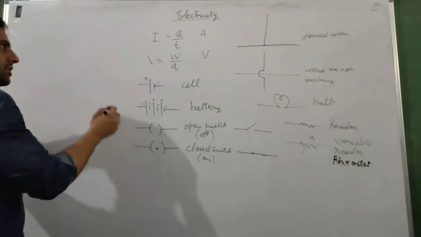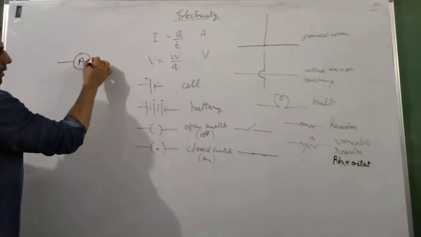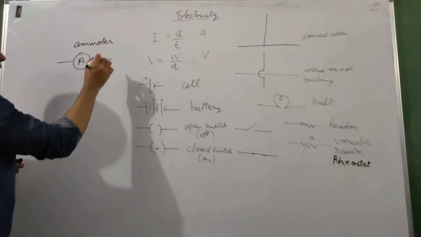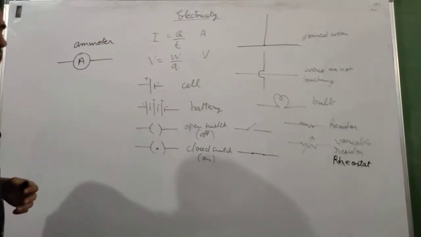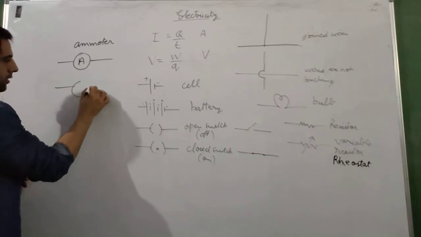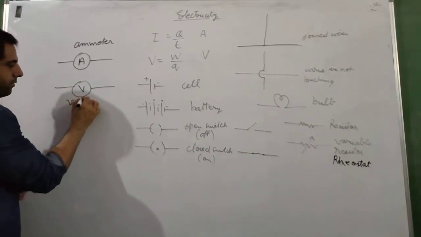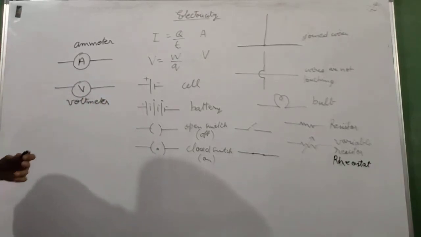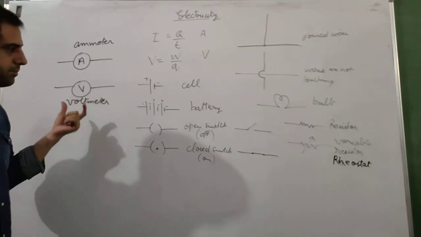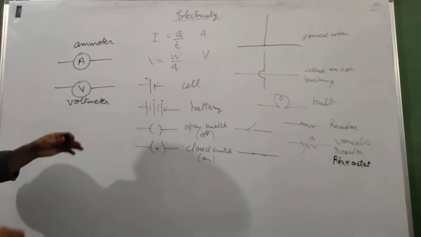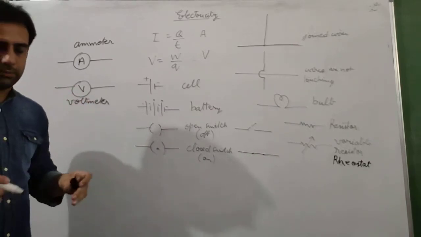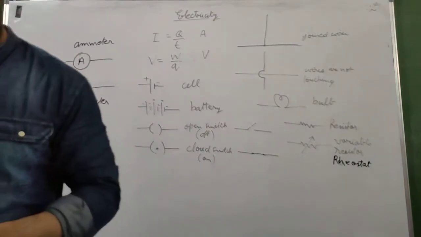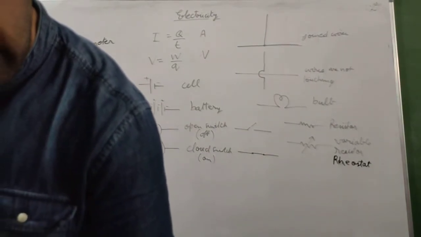Then we have certain other devices. This is an ammeter. An ammeter is used to measure the value of current inside a circuit. This is a voltmeter, another device, used to find the voltage or the potential difference between any two points in a circuit. So these are the most commonly used symbols, and if we come across more symbols in the chapter then I will explain them at that time. So make sure that you understand these symbols.